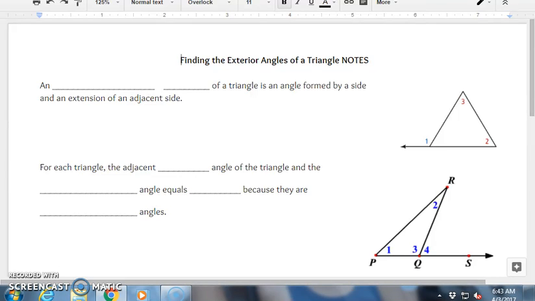All right, so in this video we are going to be talking about exterior angles of triangles. So an exterior angle of a triangle is an angle that's formed by the side of the triangle and the extension, so this side extends out past the triangle, so the exterior angle is on the outside of that triangle.